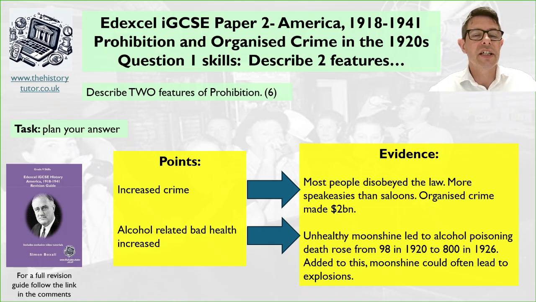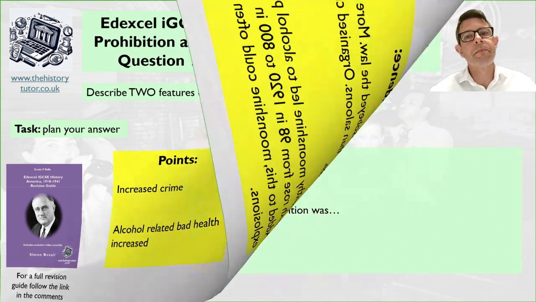Alcohol-related bad health actually increased. Unhealthy moonshine, which is illegal alcohol, led to alcohol poisoning deaths. They rose from 98 in 1920 to 800 by 1926. Added to this, moonshine could often lead to explosions. People got the mix wrong, there could be little explosions, burn injuries, or even worse.